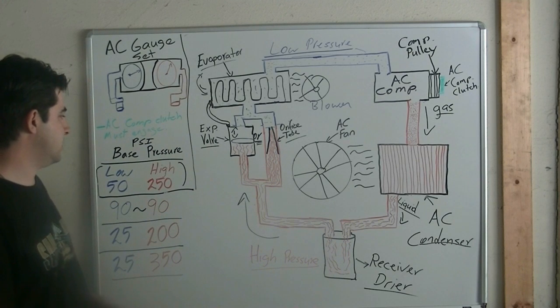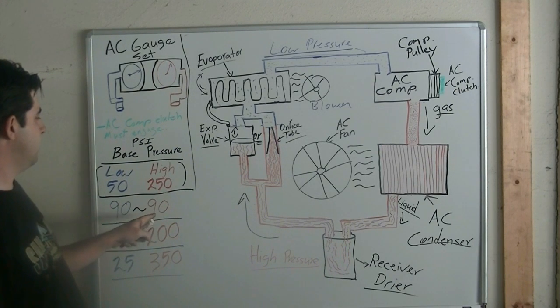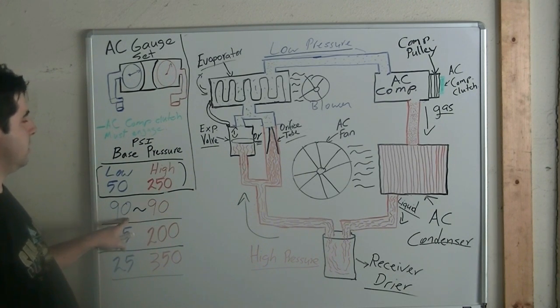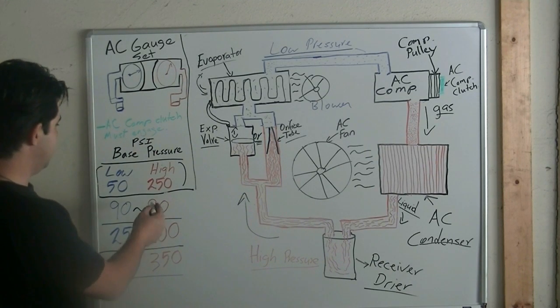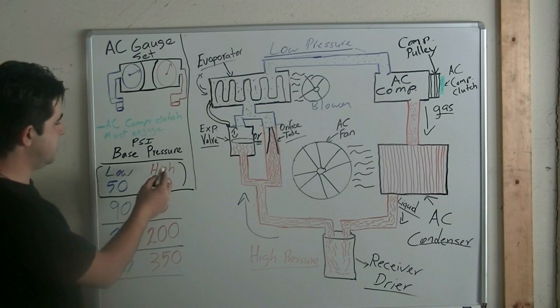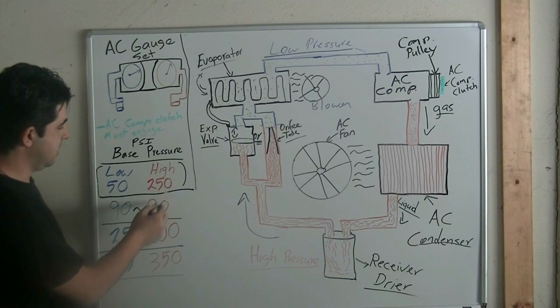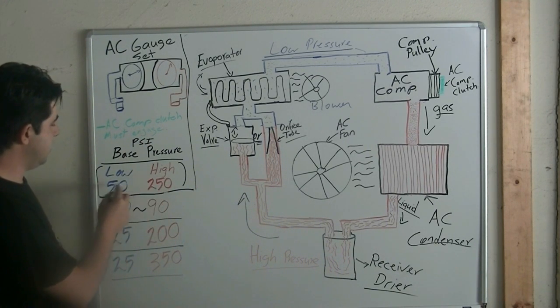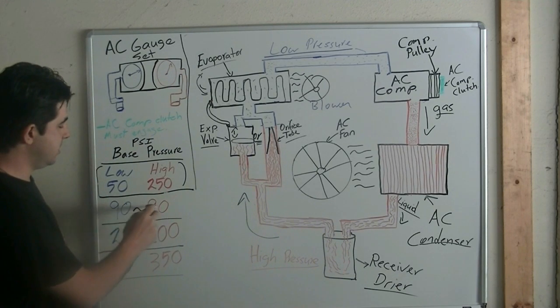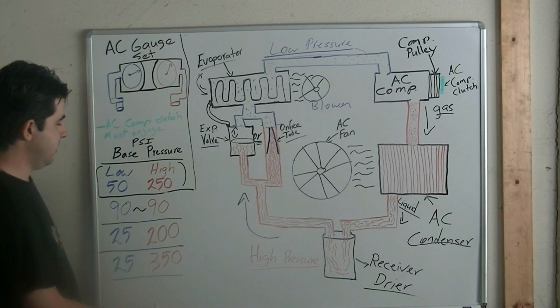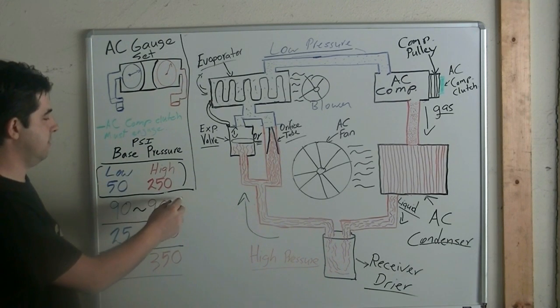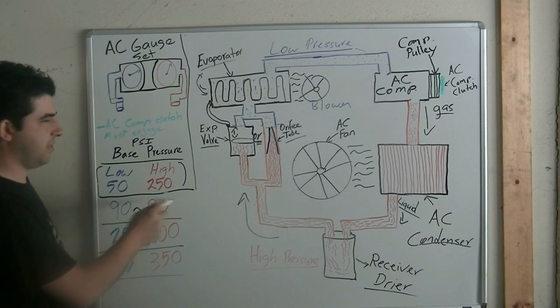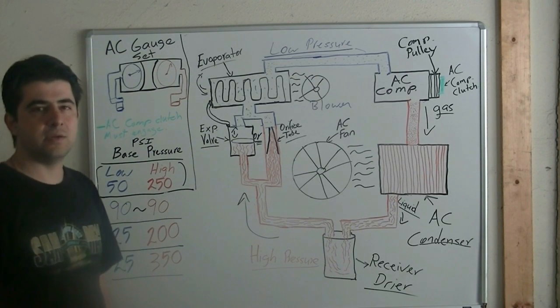Okay, so let's say for the sake of argument, our first numbers are 90 on the low side and 90 on the high side. Now, it's a lot lower than our base pressure on the high side, and it's a lot higher for our low pressure. But at the same time, these numbers are pretty much equal. They don't have to be exact. This could be like 100, this could be 85, or within 5 or 10 or so PSI.